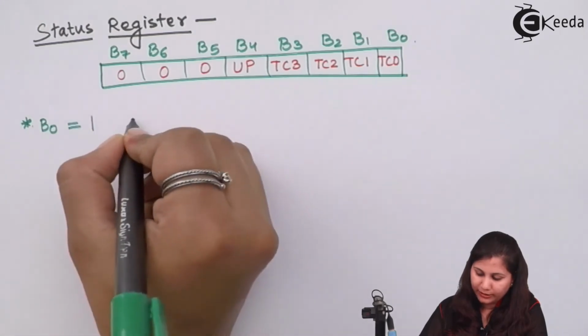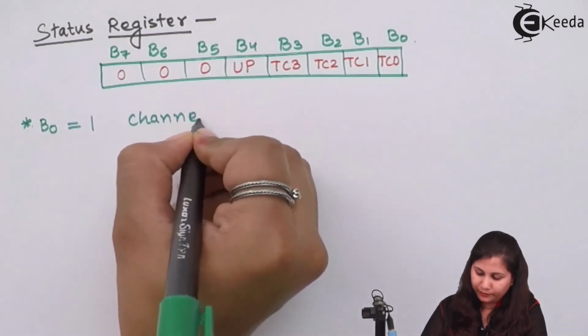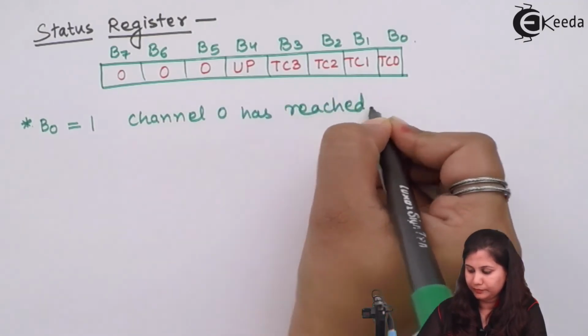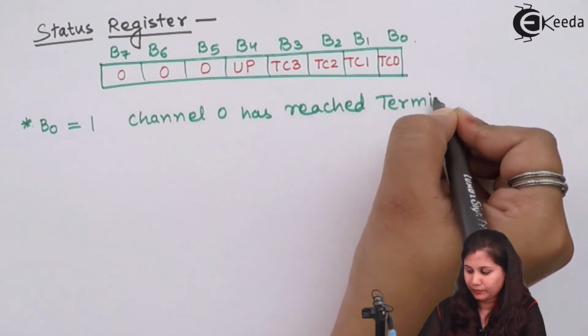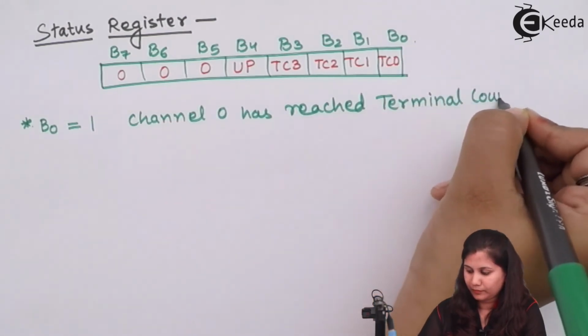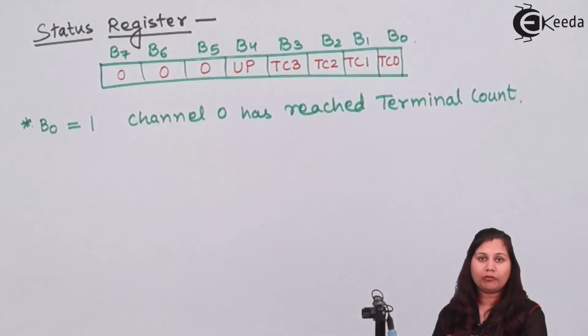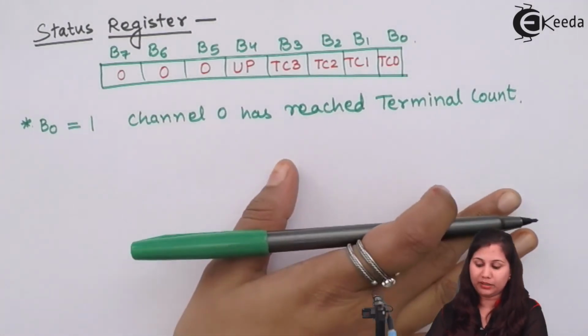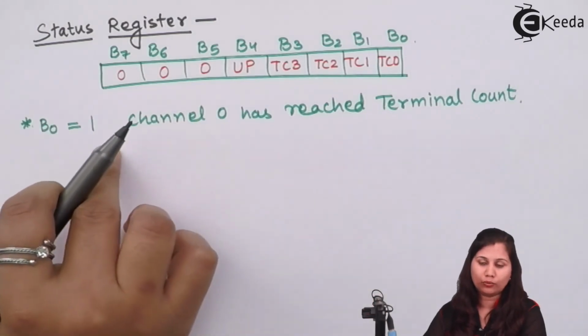If it is 1, it means that channel 0 has reached terminal count. Terminal count means that when the channels are loaded with a count value, the count value is decremented or incremented. So terminal count is the last value of the count which we want. So when channel 0 has reached its terminal count, this bit will be set to 1.